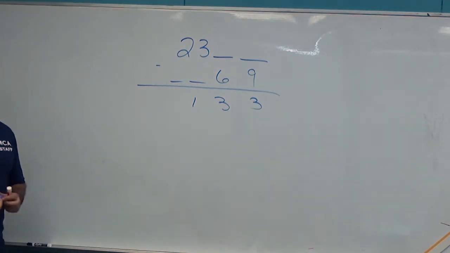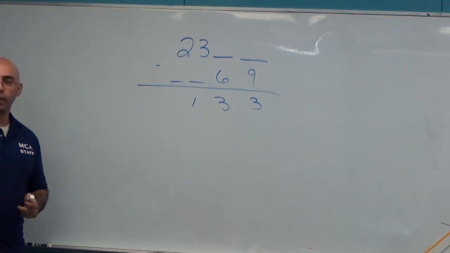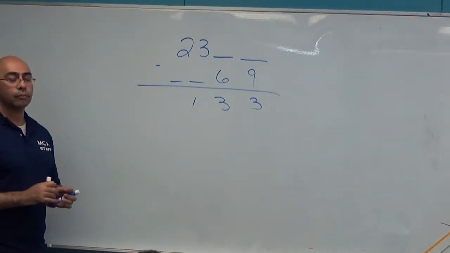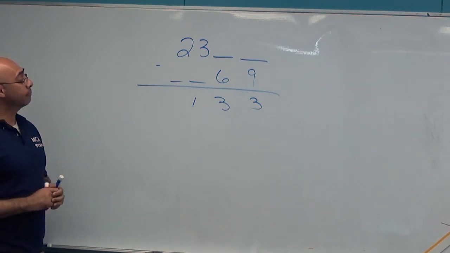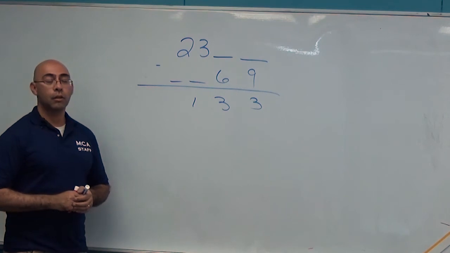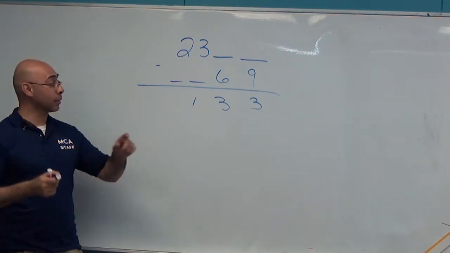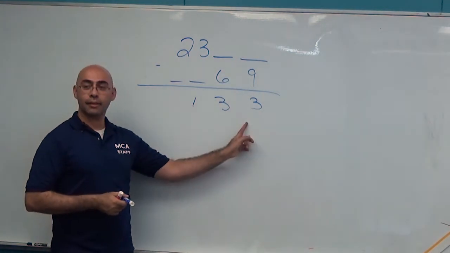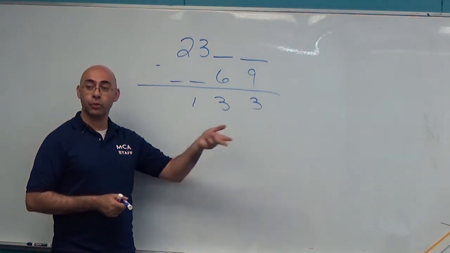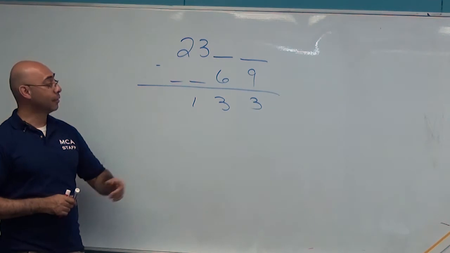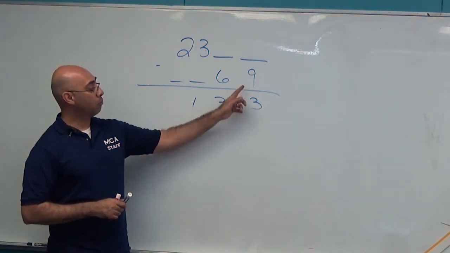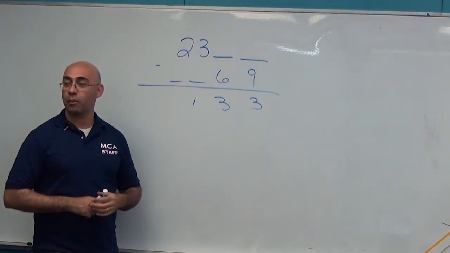Now, how am I going to figure that out? Yes? You start by doing 9 minus 3. Well, not minus. We had to subtract to get this answer. So if we're working backwards, we do the opposite. So what would this have to be? 9 plus 3, which is how much?